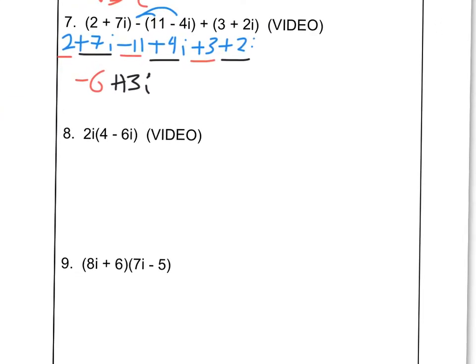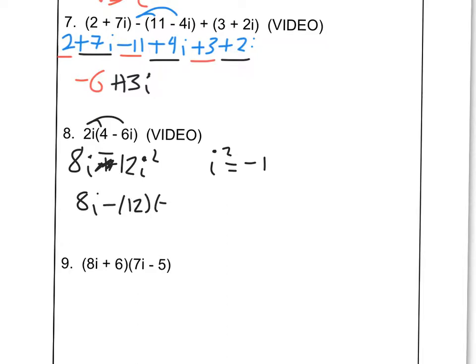For number 8, we're going to do some distribution. That's going to give us 8i, and then plus, should be minus 12i squared. We know that i squared is negative 1. So that would be 8i minus 12 times negative 1, or 8i plus 12, which I'm going to write as 12 plus 8i.